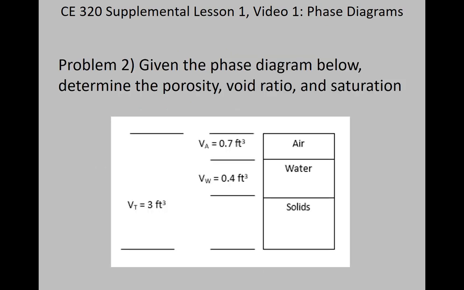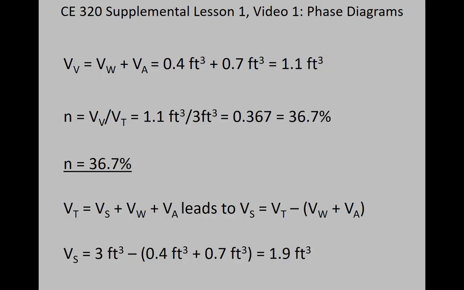In our second problem, we're given a phase diagram in which we know the total volume, the volume of air, the volume of water, but we don't know the volume of solids. And we're asked to calculate the porosity, the void ratio, and the degree of saturation.